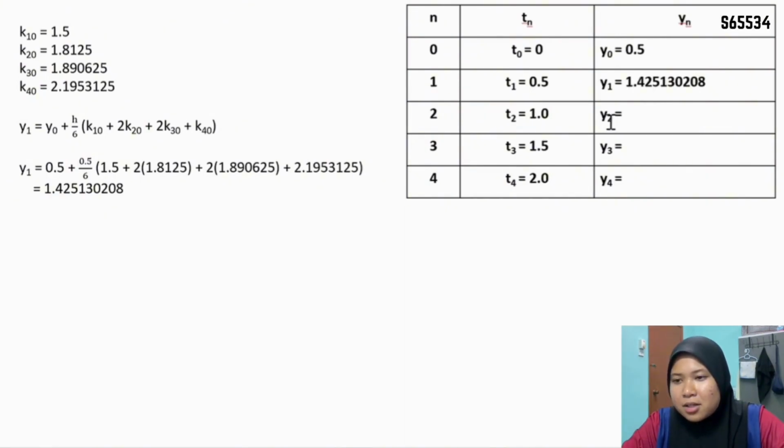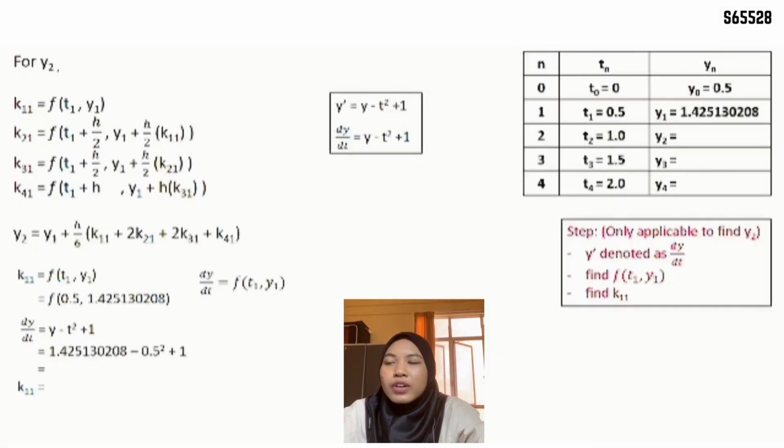I will pass the calculation for y2 until y4 to my friend. Okay, to find y2, we must find k11, k21, k31 and k41. Then we substitute the values of k11, k21, k31 in the equation of y2, which is y1 plus h over 6 times k11 plus 2 times k21 plus 2 times k31 plus k41.